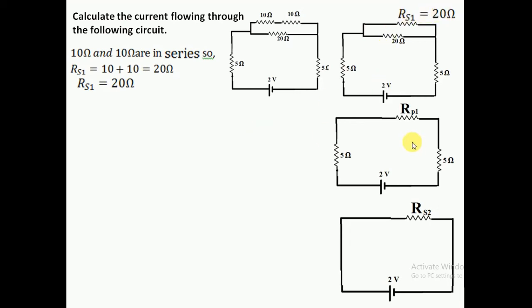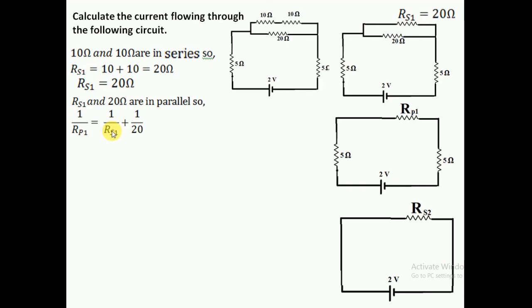Now the next job is to find rp1. So rp1 is nothing but the parallel combination of rs1 and 20 ohm. So out here you can see rs1 and 20 ohm are in parallel, so I can write 1 by rp1 equal to, so parallel of these two is rp1. So this is the formula for parallel: 1 by rp1 is equal to 1 by rs1 and 1 by 20.